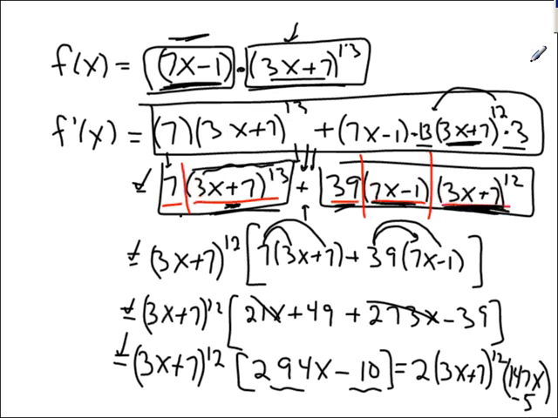All we really did was take the derivative of 7x minus 1, which was 7, and we took the derivative of 3x plus 7, which was 3. The calculus isn't hard. The hard thing is knowing the formulas, knowing the product rule, and algebra.